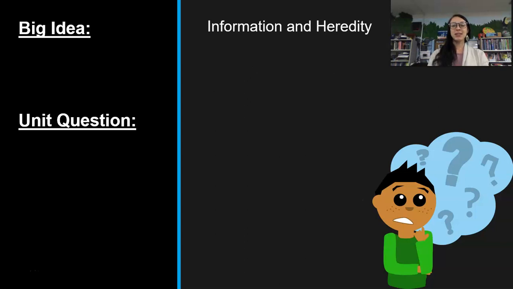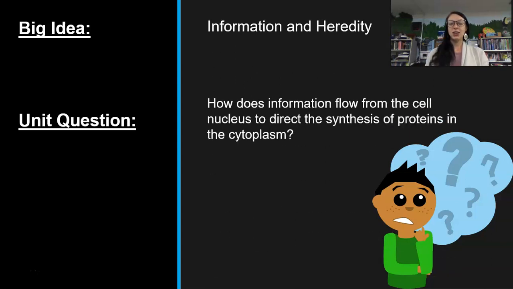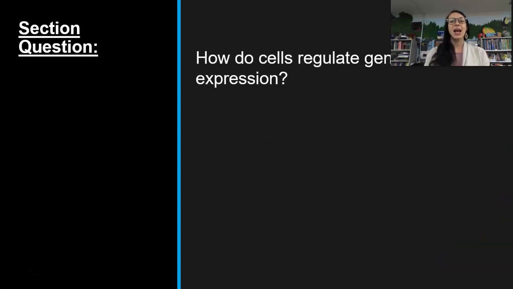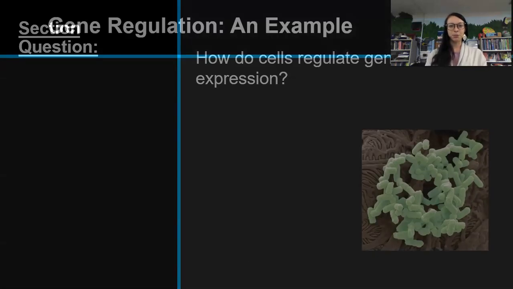Our big idea, remember, is information and heredity. And the unit question we've been trying to answer is, how does information flow from the cell nucleus to direct the synthesis of proteins in the cytoplasm? And this is the last bit of that. Today we'll be answering the question, how do cells regulate gene expression? We don't want to turn all of our genes on all at once. So how do we know when to turn them on and when to turn them off?